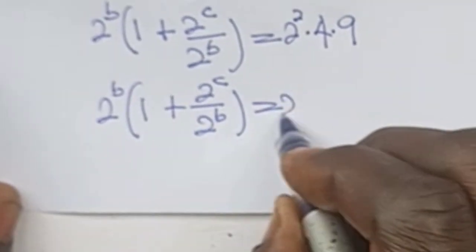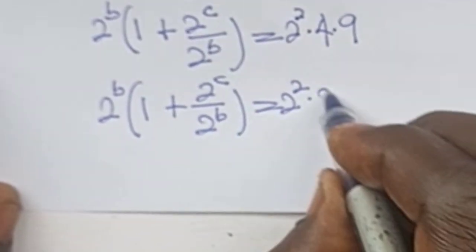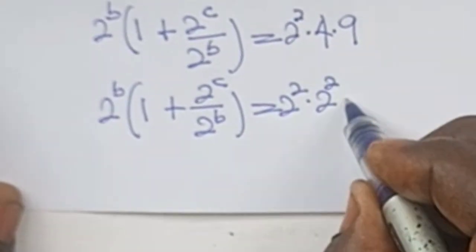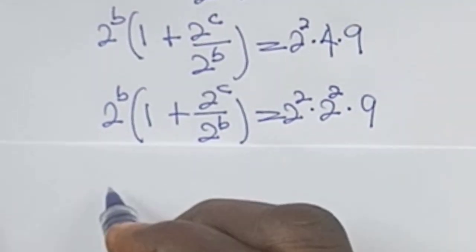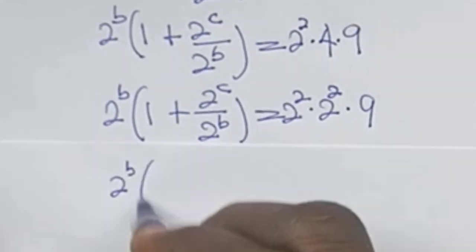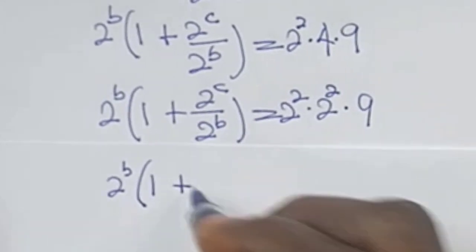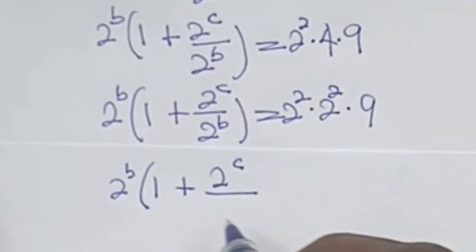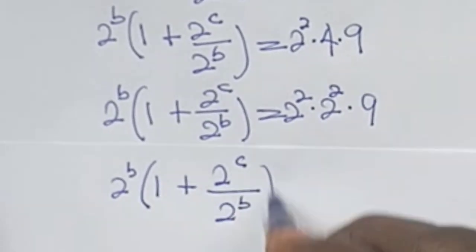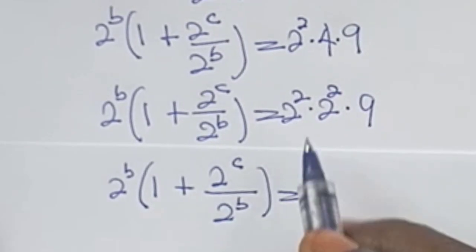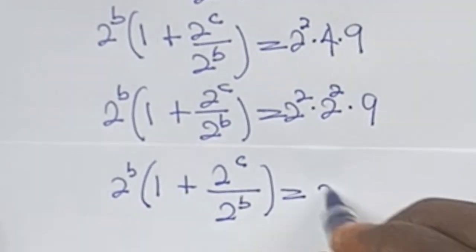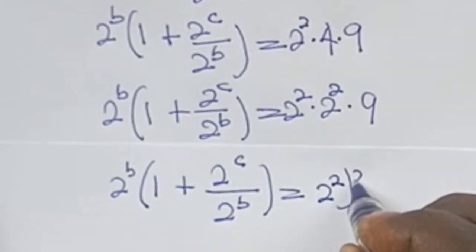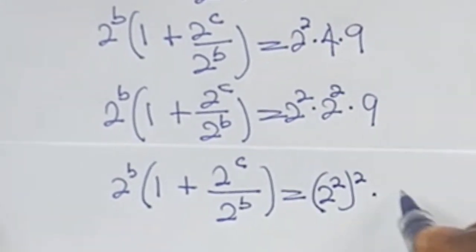This equals to 2 to the power of 2, and 4 also can be written as 2 to the power of 2 times 9. So in the next line, we can write 2 to the power of b, open the bracket, 1 plus 2 to the power of c over 2 to the power of b, and this equals to 2 to the power of 2 times 2 to the power of 2 times 9.